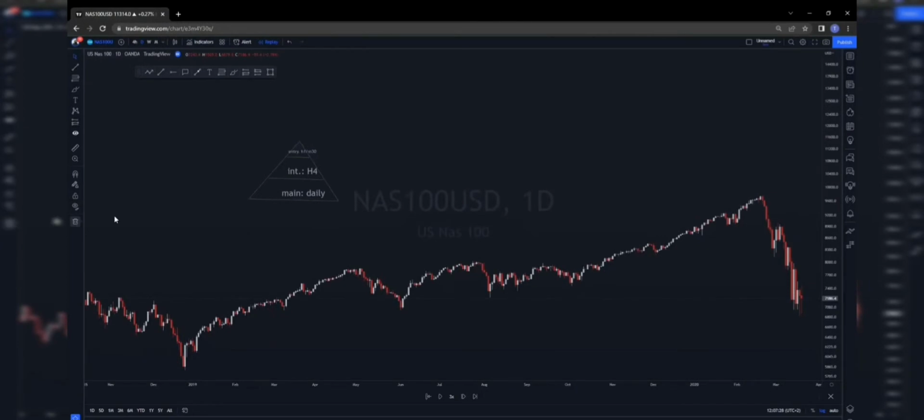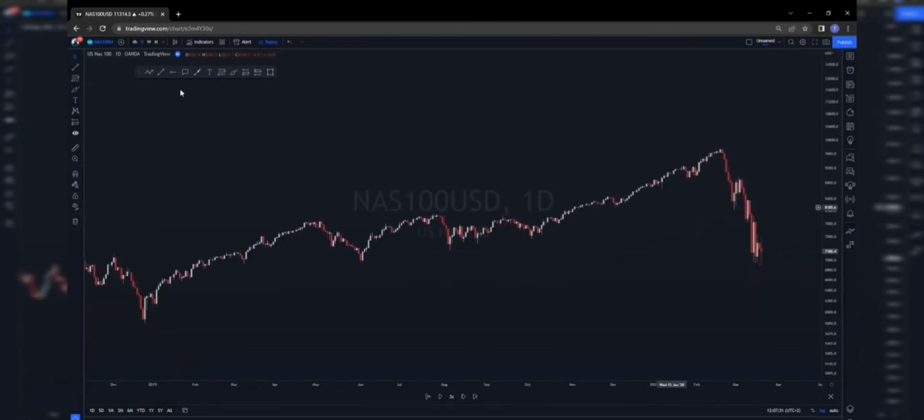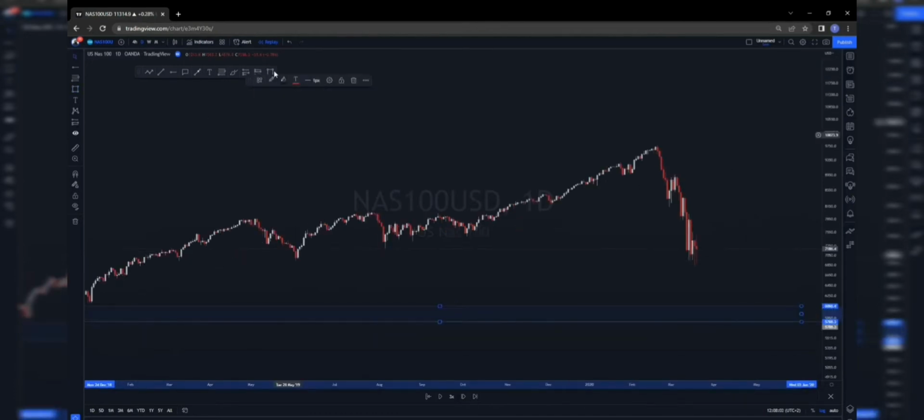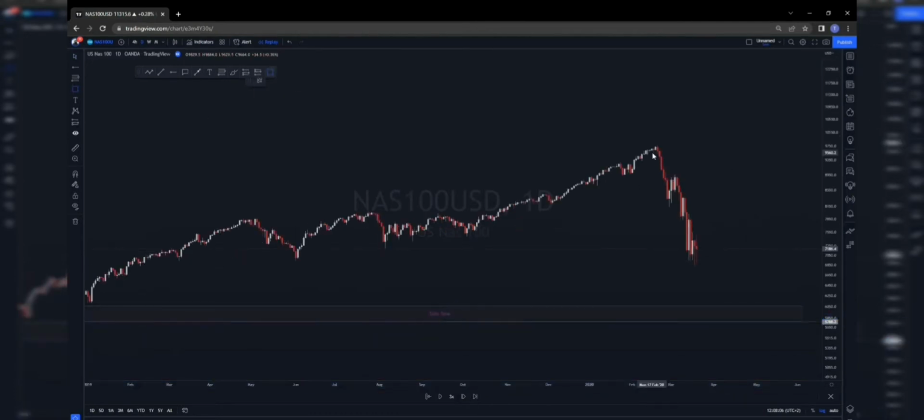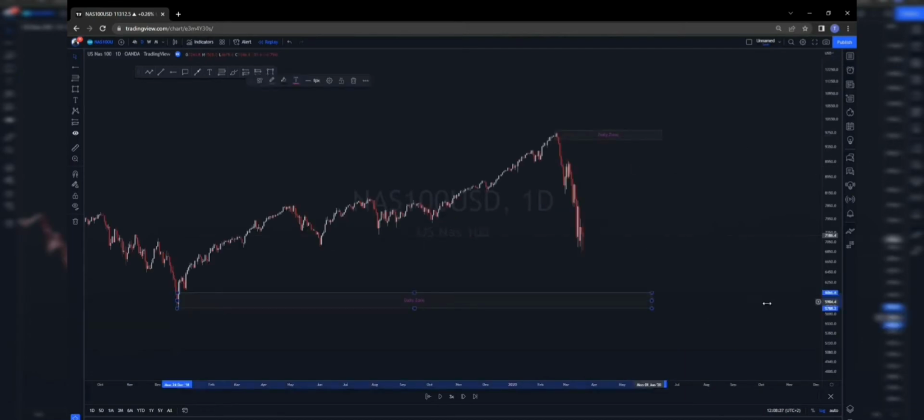Let's start. We have this trend from here to here. So this is our range. From this range over here, we can also determine that we have a demand zone over here, and then we have a supply zone right there. First thing I want to determine on my main time frame is the supply and demand curve.